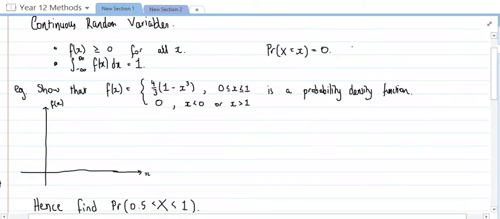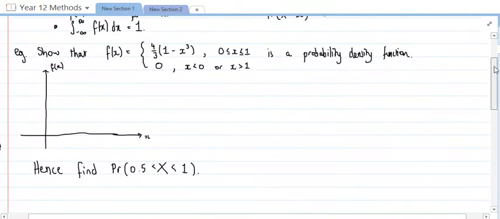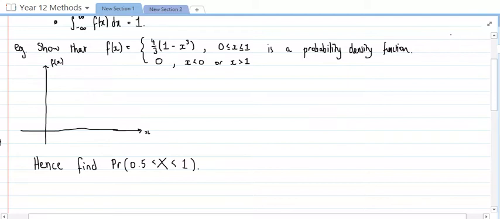So in this question here, show that f of x equals all that mess, where x is between 0 and 1, is a probability density function. It's also got this part here, 0 when x is less than 0 or x is greater than 1. So that's actually defining it for the entire domain of negative infinity to infinity. Another way you might see this written is to say 0 otherwise, rather than writing it like that.